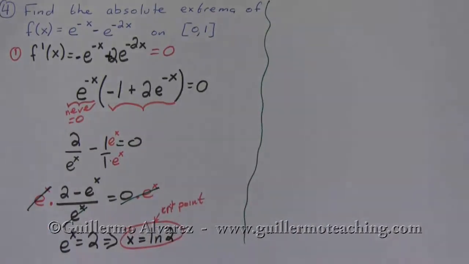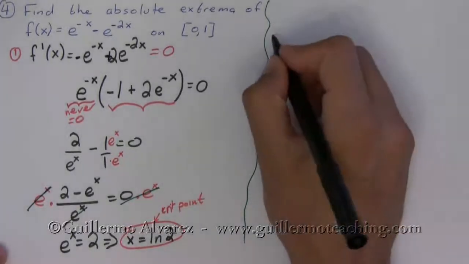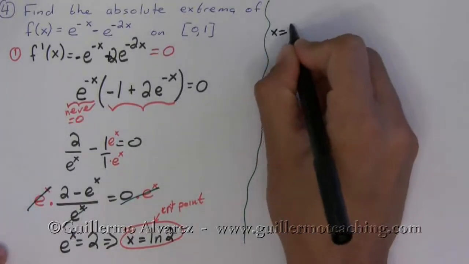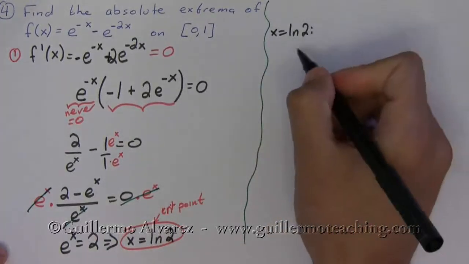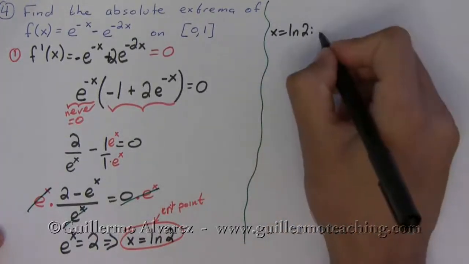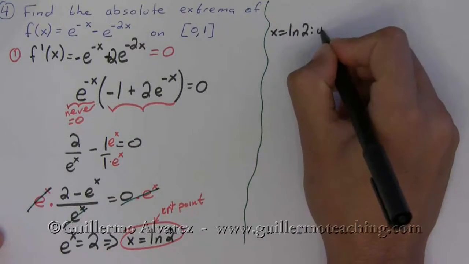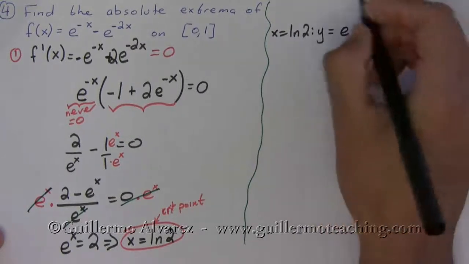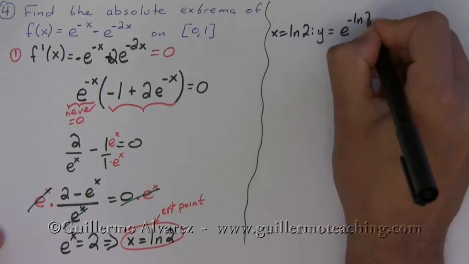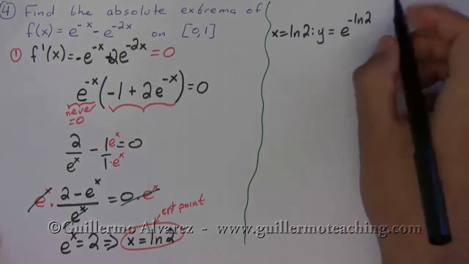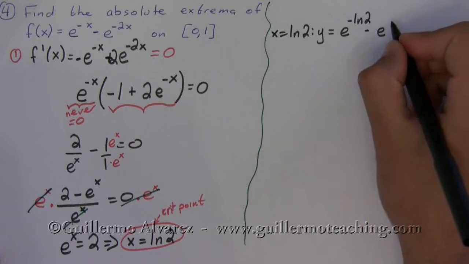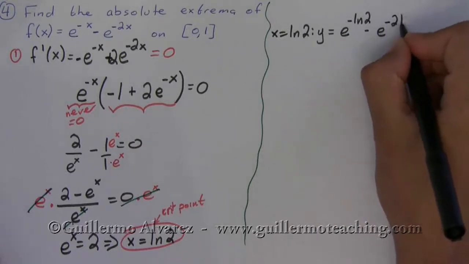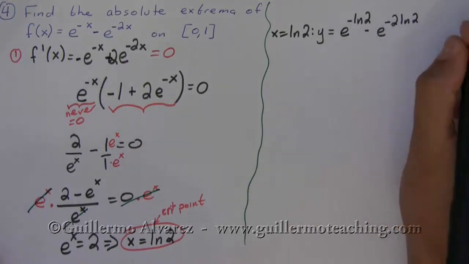And so now I can compare the value at the critical point with the values of the endpoints. So what we're going to have is a natural log of 2. So we're going to plug that in. So we're going to have that y is equal to e to the negative natural log of 2 minus e to the -2 natural log of 2.